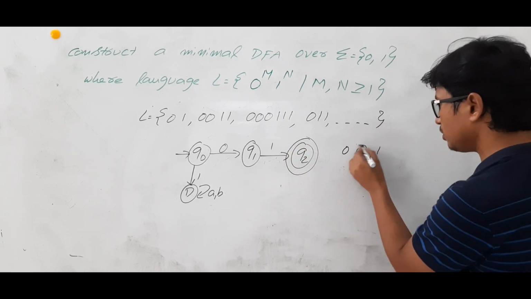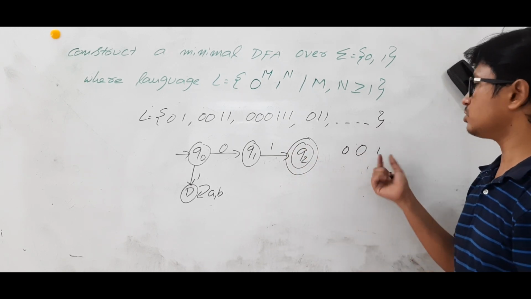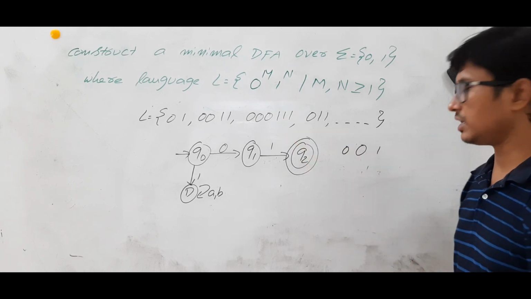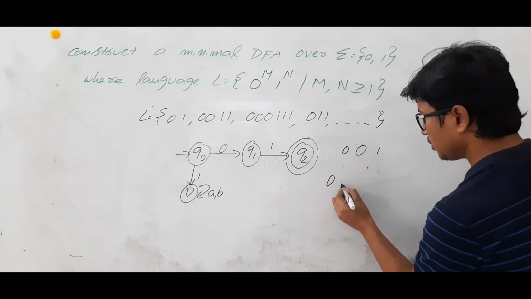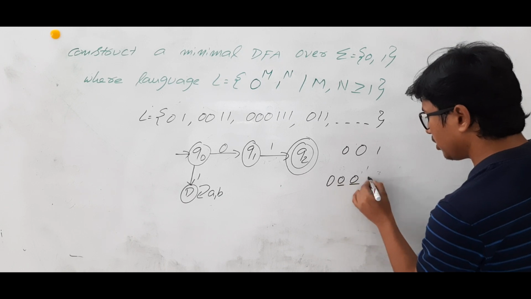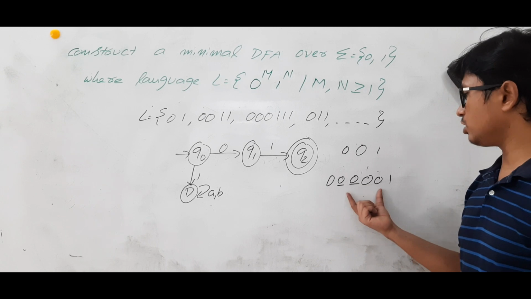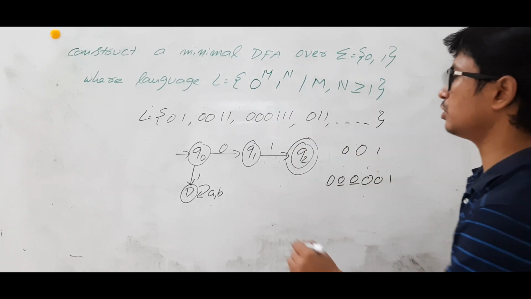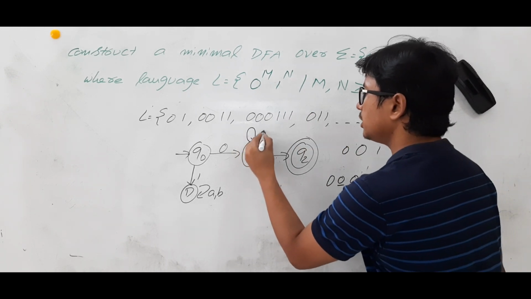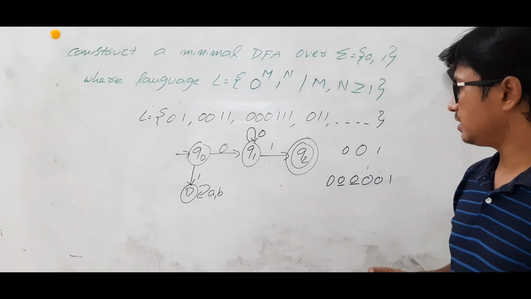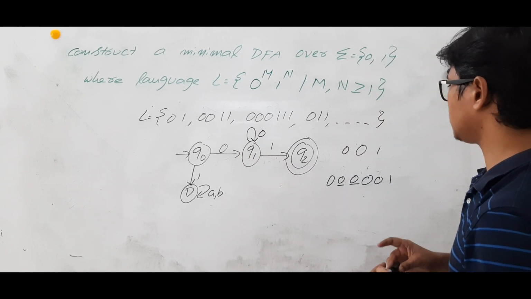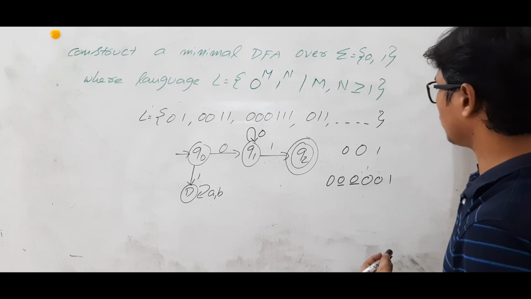If you see a 0, it's not a problem. 2 zeros, 1, it belongs to language L. Or if you see a 0 and if you see any number of zeros, still you can see a 1, then it also belongs to language L. So Q1 on 0, it will go to Q1 itself. Is it clear? So it will accept the strings which belong to language L.